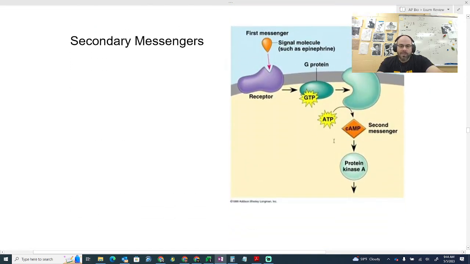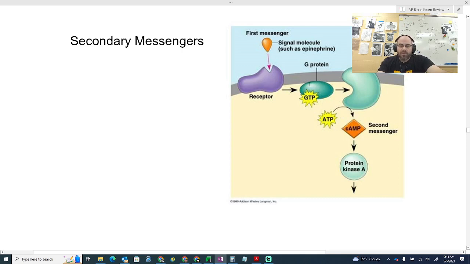Like this, for instance, secondary messengers. So here's the reception right here. This little candy corn is going to be received on this thing, and it's going to cause this protein to change shape, which is going to bump into this protein. G protein is a pretty common messenger on the cell membrane. That's what this GTP is, just another ATP sort of thing.